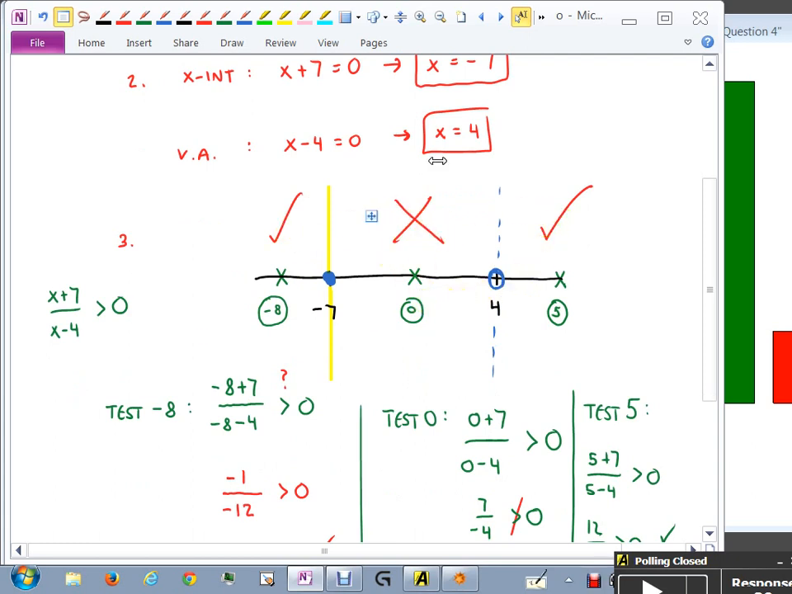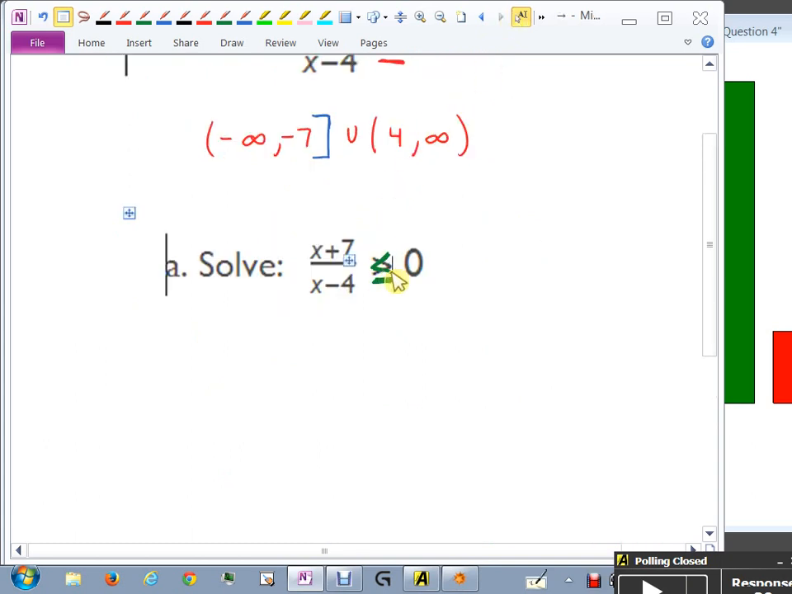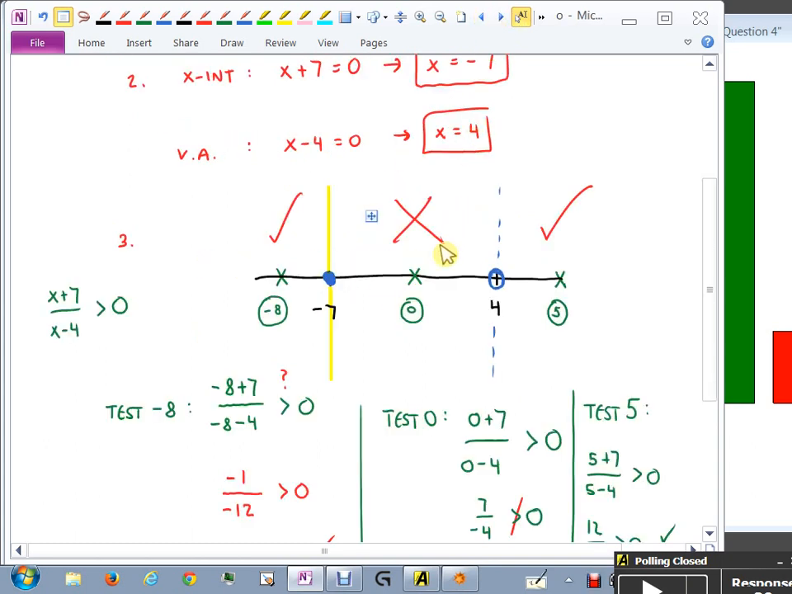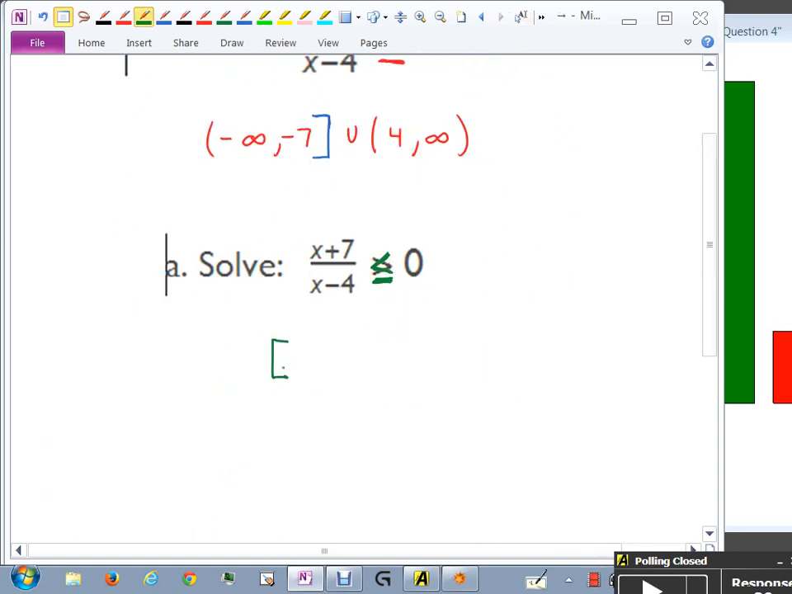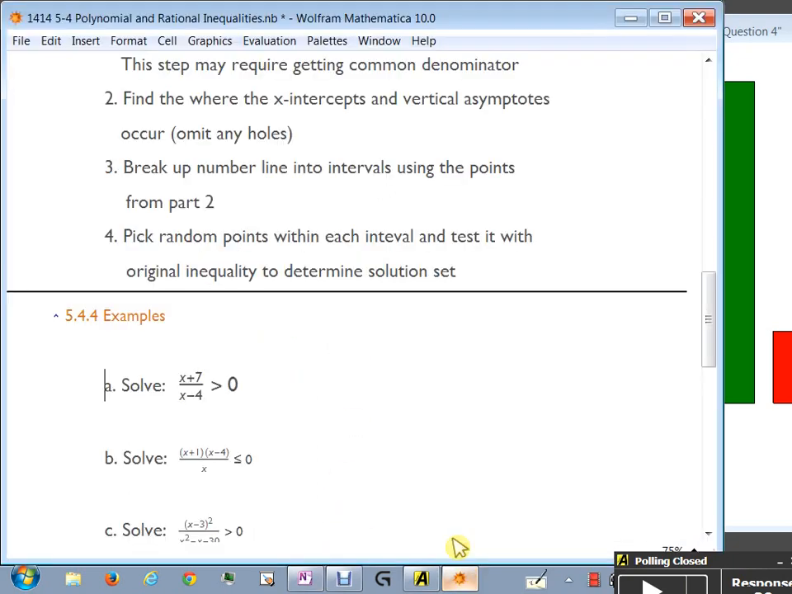And I'm saying where is it less than or equal to 0? So you would want the negative 7, right? But you can never include the 4. So it'd be everything between negative 7 and 4, including negative 7, not including 4. So it would look like this. Bracket, negative 7, comma, 4, parenthesis. Okay, that's good enough. Let's move to the next example.